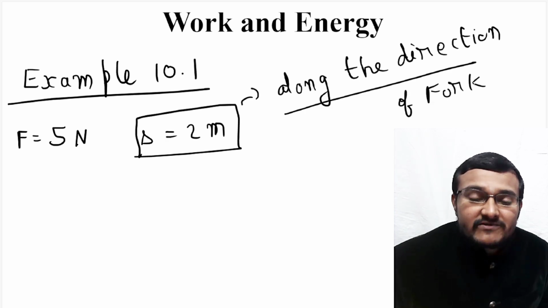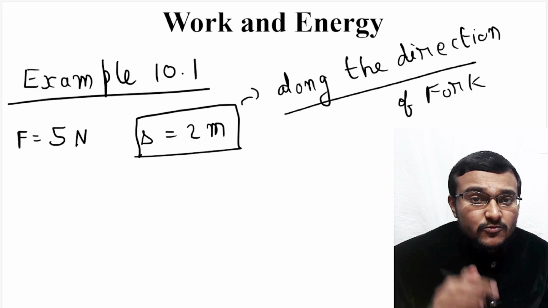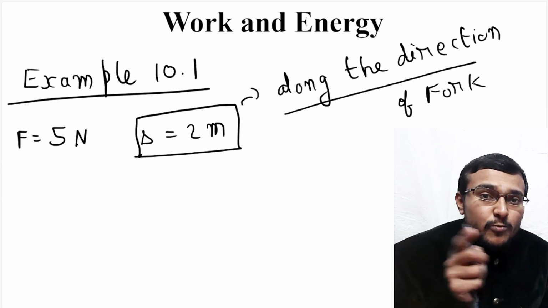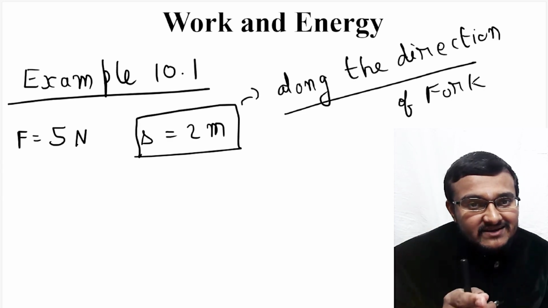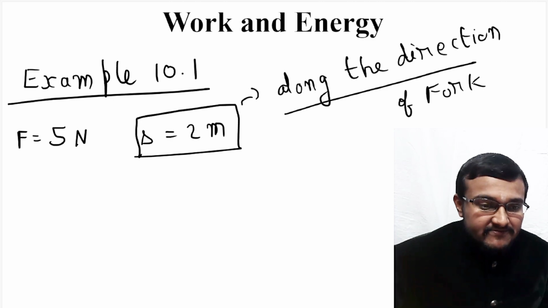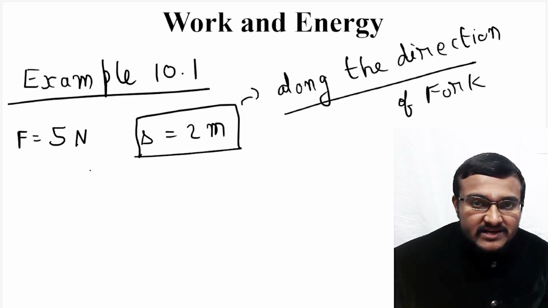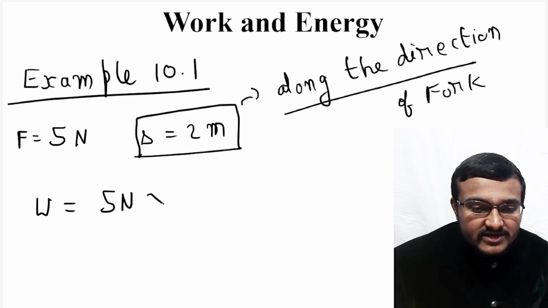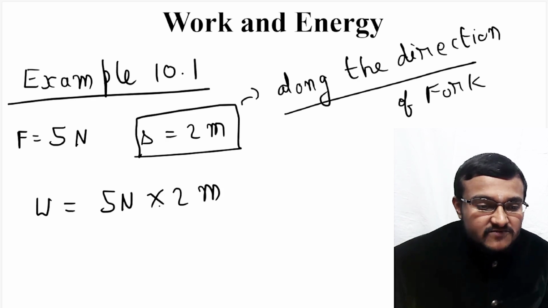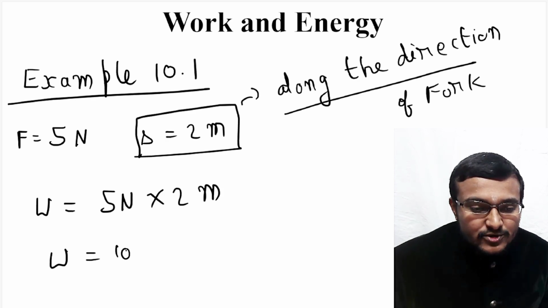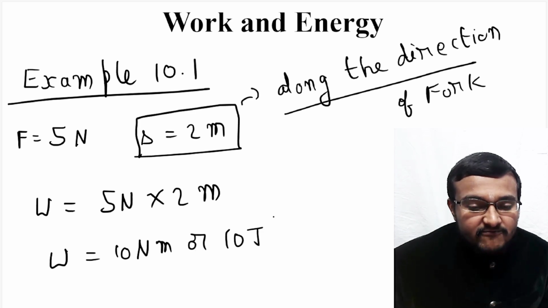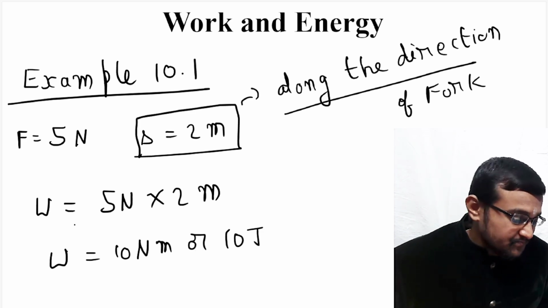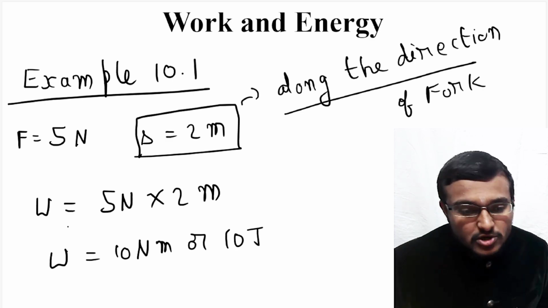Whenever the displacement happens along the direction of force, the work done is always positive. Whenever the displacement happens opposite to the force, the work done is negative. I'll explain that, but before that we'll complete this example. Work done is 5 Newton into 2 meter. 5 into 2 is 10 Newton meter, or 10 joule is the amount of work done by this force on this object.